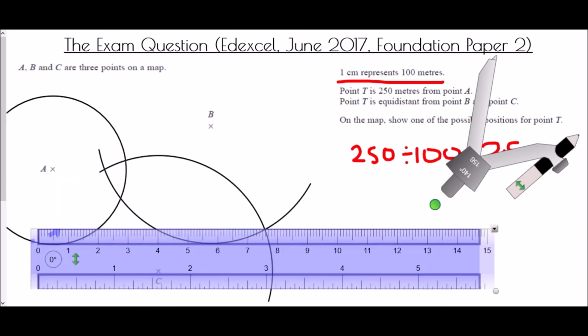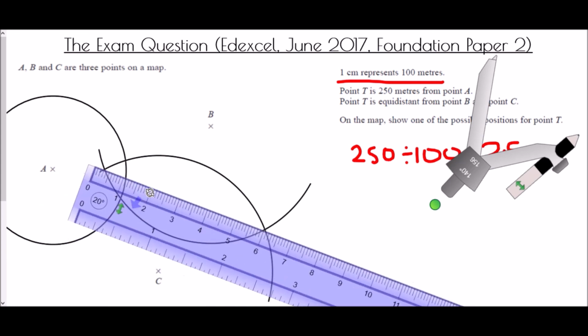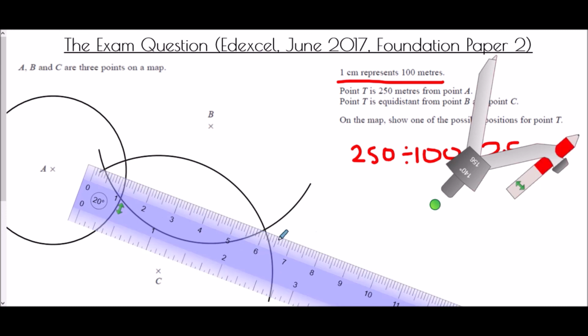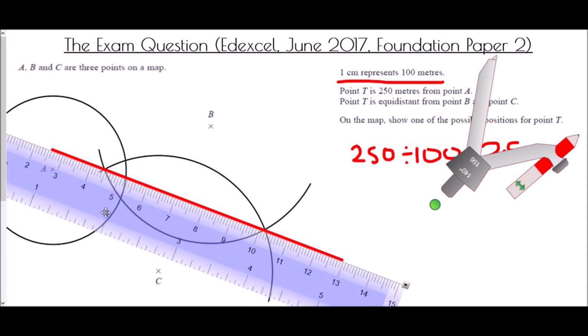And so we just want to get that lined up. There we are. And draw in that perpendicular line. And again, we want to continue that as far as we possibly can, because it's important that this can go a long way.